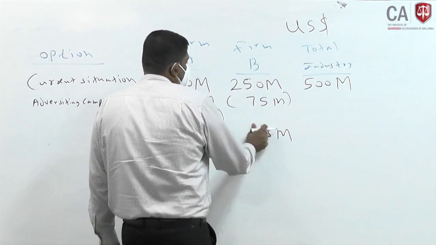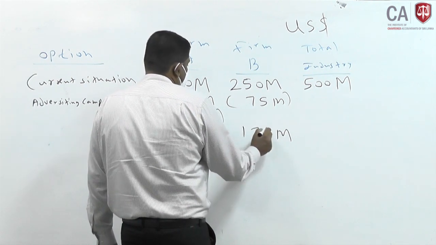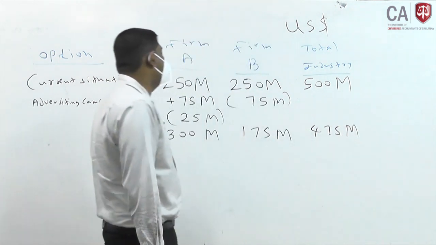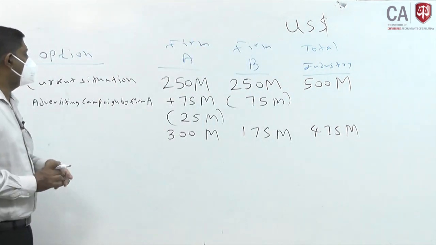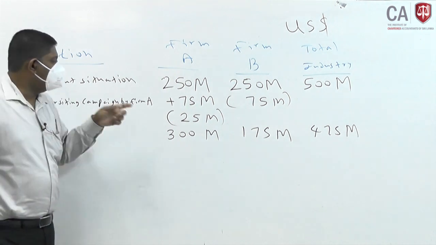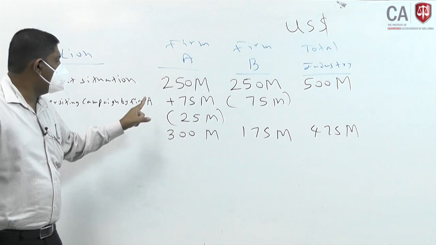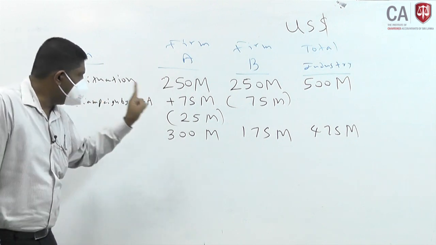Sorry, it should be 175. 475 million. Industry profit suffers 475 million. I think it is clear for you what I have stated. So now, what the firm is going to do is come up with an advertising campaign.